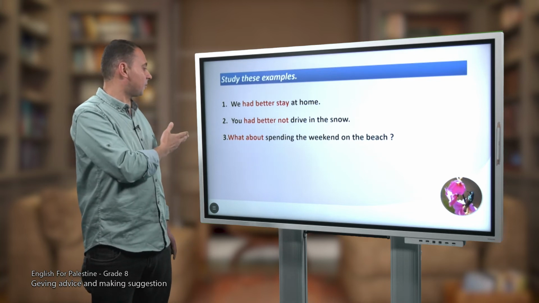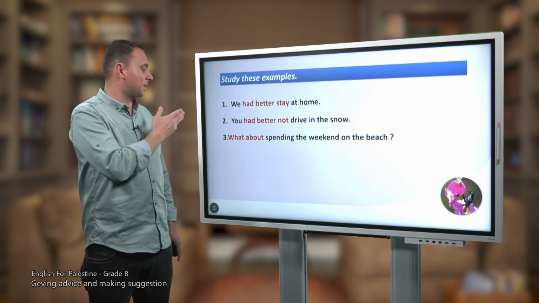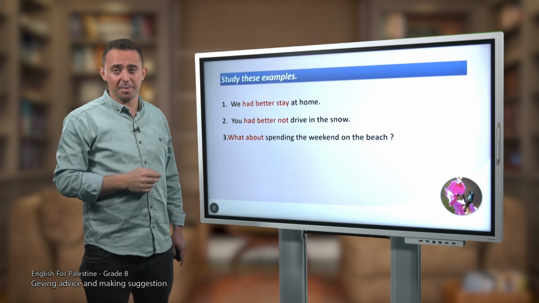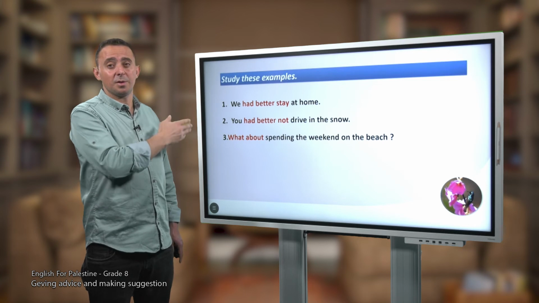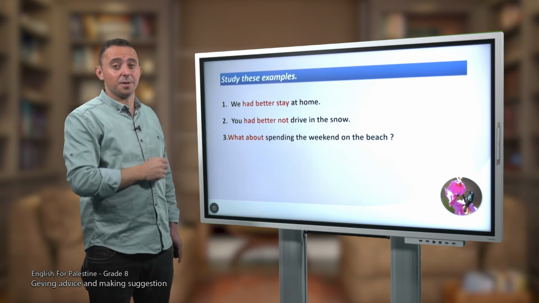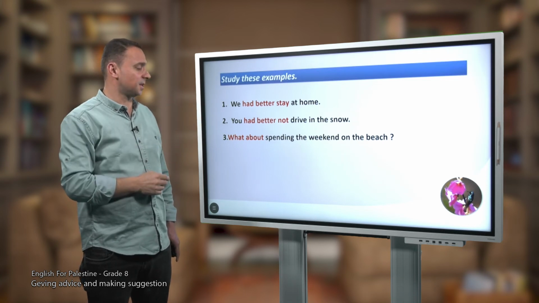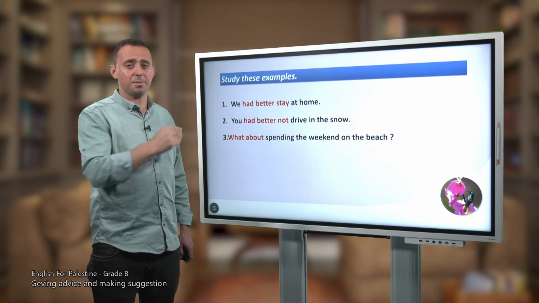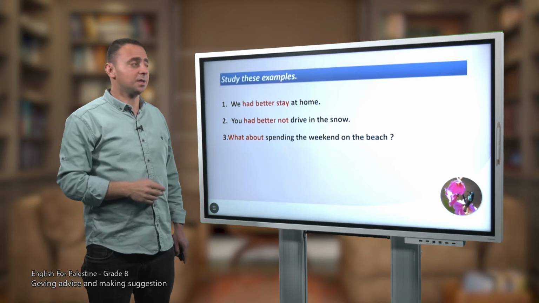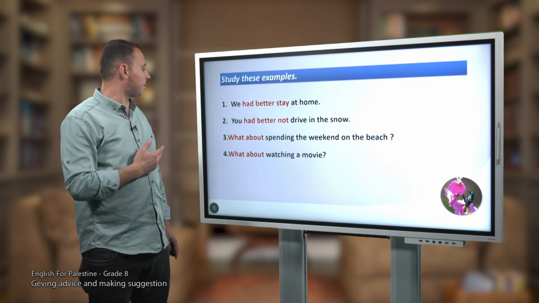Notice we have here what about, and it's followed by spending, the verb ing, because what about should be followed with a verb ing, and then the rest of the sentence to become what about spending the weekend on the beach, right? Let's continue. What about number 4?